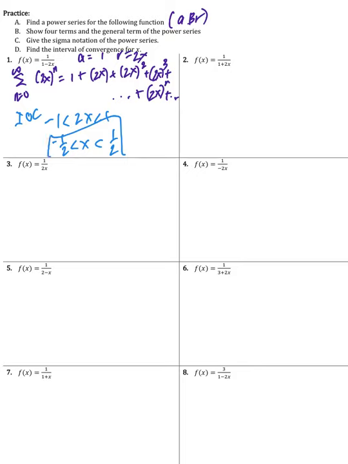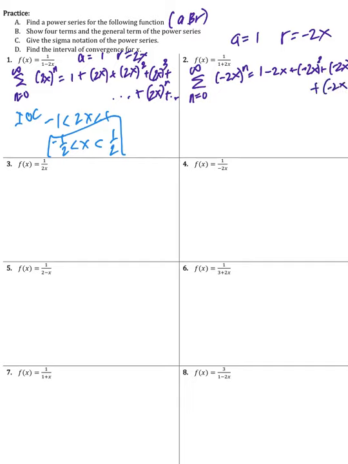So notice there's only a slight difference on number 2, and that slight difference is that r is now -2x. Since this is supposed to be 1 minus r, that means r is -2x. So if I write this using sigma notation, the sum from n equals 0 to infinity of (-2x) to the power of n, which is going to be 1 minus 2x, plus (-2x) squared, plus (-2x) to the third, plus dot, dot, dot, plus my general term, (-2x) to the n, plus dot, dot, dot.